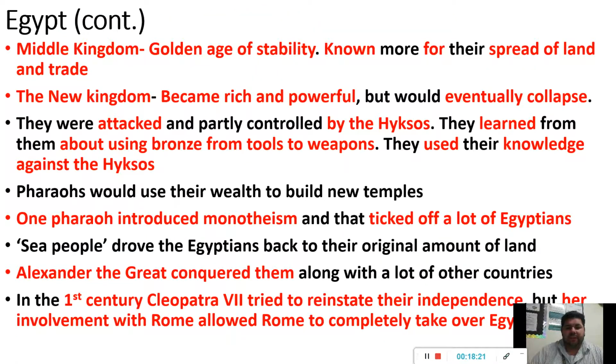All right, so then the Middle Kingdom. This was called the Golden Age of Stability. They were now known more for conquering. They would get more land and established better trading routes and trading partnerships with surrounding countries. The last one, the New Kingdom, was primarily known for being rich and powerful, but even though they were powerful, they eventually collapsed. They were attacked by a group called the Hyksos.